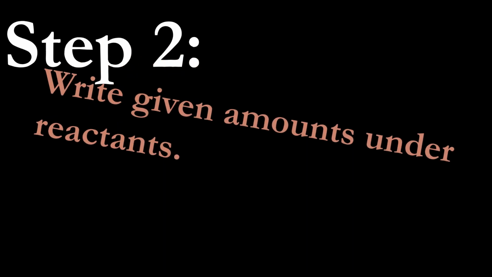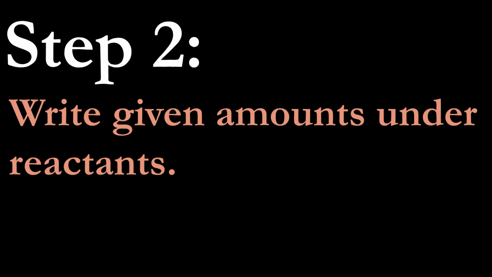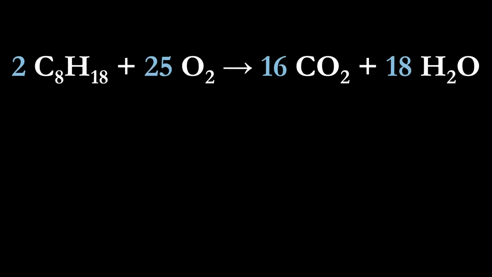In the second step, we are going to write the number of grams of each reactant underneath its formula in the reaction. We are just going to choose some amounts. So for octane, let's say that we have 250 grams, and the amount of oxygen is also limited to 900 grams.